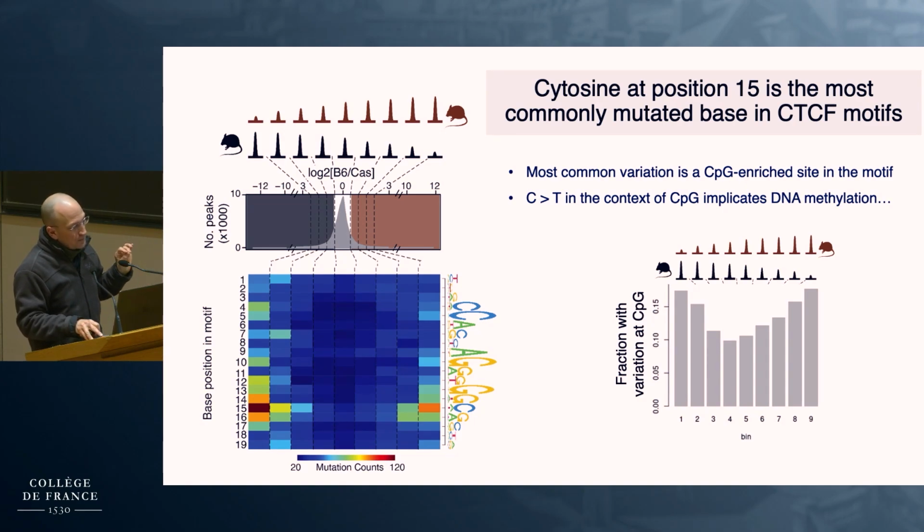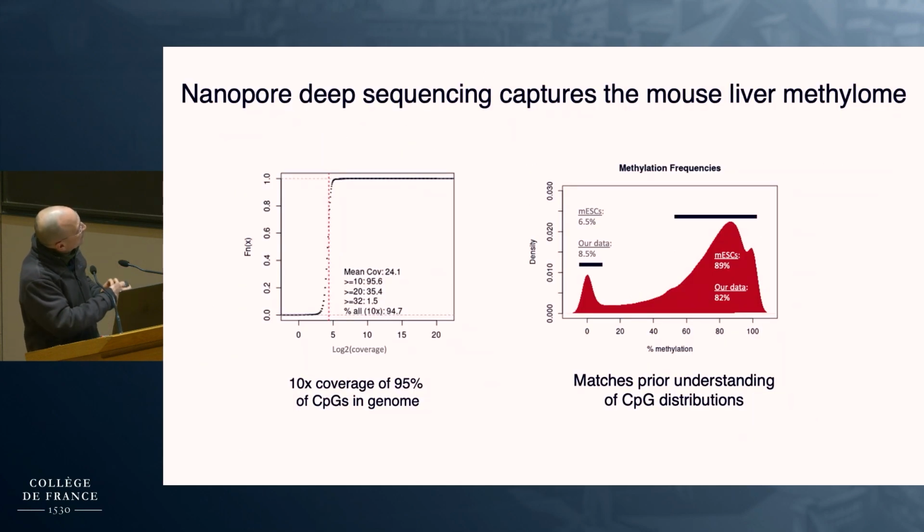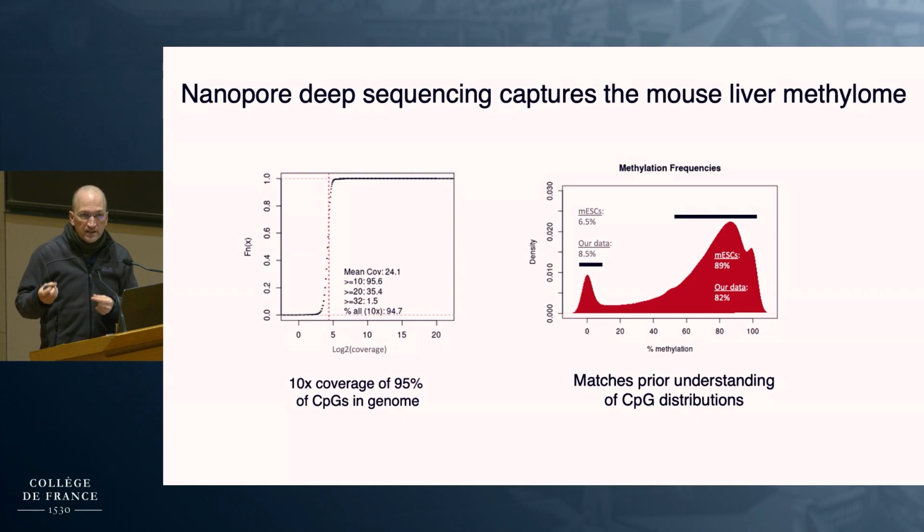So we turned to a relatively new technology, which is nanopore deep sequencing, because with nanopore sequencing, you can actually identify the methylation as well as the genetic sequence that's nearby. And we took these F1 mice and we beat them pretty hard with nanopore until we had a 10x coverage of over 90% of the CpGs in the genome.